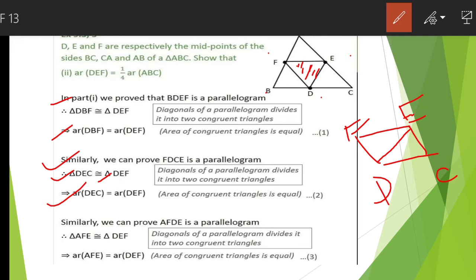Now in the same way we can say that AFDE is a parallelogram. So we have A, F, E and D like this. Here EF is the diagonal. So EF divides the parallelogram into congruent triangles. Since the triangles are congruent, their areas are equal. So we get our third equation: area AFE and area DEF are equal to each other.